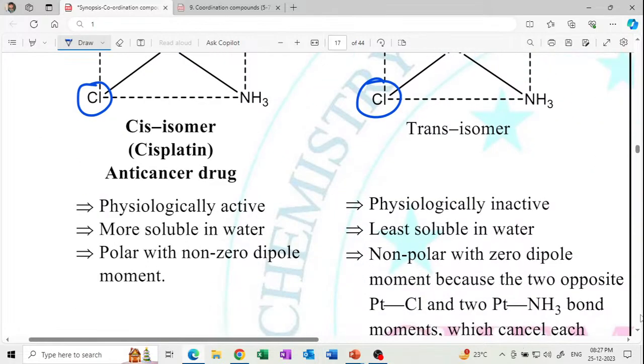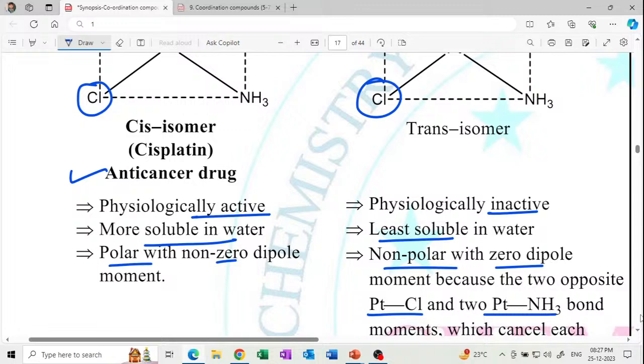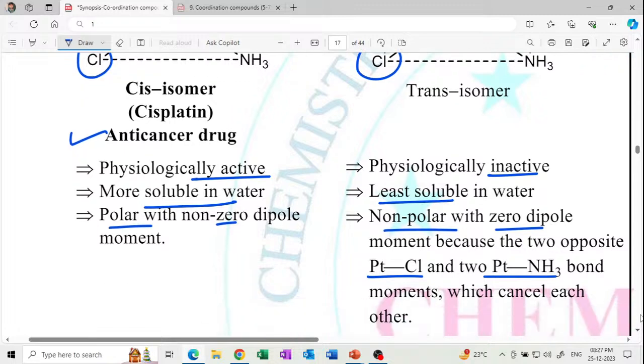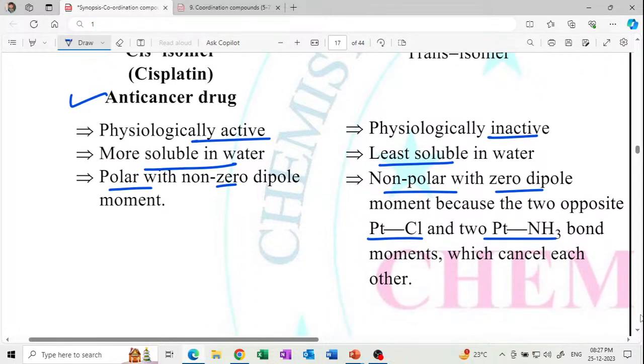Then what are the points for the cisplatin? Anti-cancer drug, physiologically active, more soluble in water, polar with non-zero dipole moment. Transplatin is physiologically inactive, less soluble, non-polar with zero dipole moment because the two opposite Pt-Cl and Pt-NH3 dipoles cancel each other.